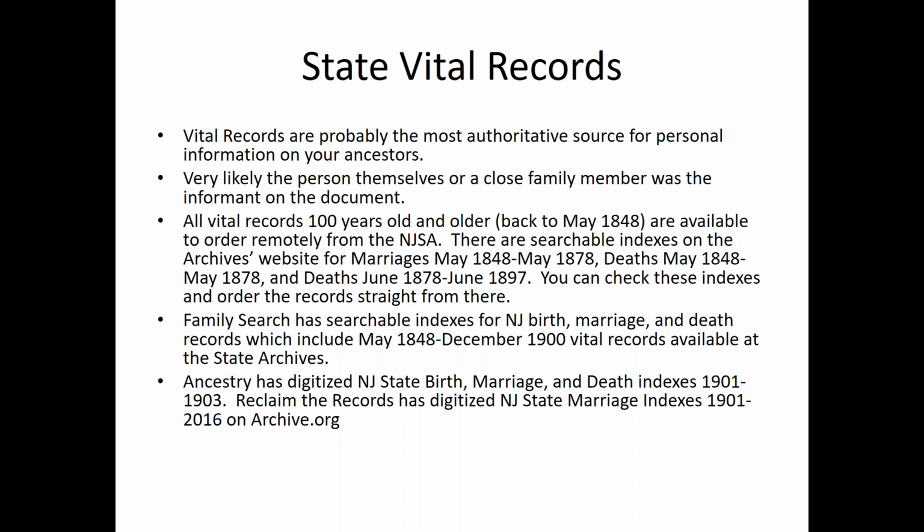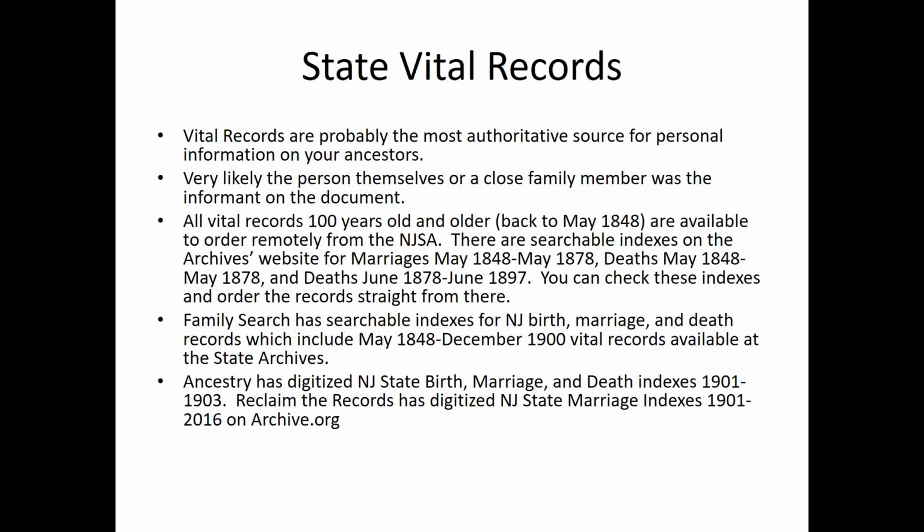And that staff members both at the state library and over at the state archives are here to help you, and we do not expect you to be experts from attending one webinar about New Jersey genealogy. So the vital records are probably the most authoritative source for personal information on your ancestors. And this is, like I said, with the primary documents, because very likely the person themselves or a close family member was the informant on the document. So we're expecting the information to be more accurate.